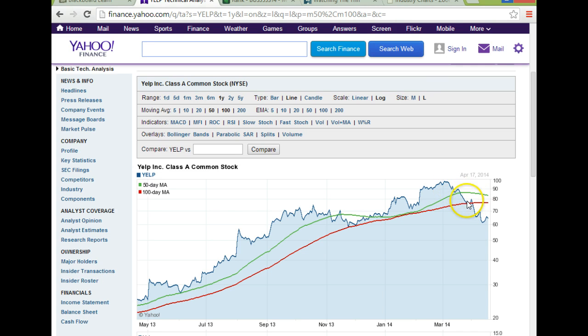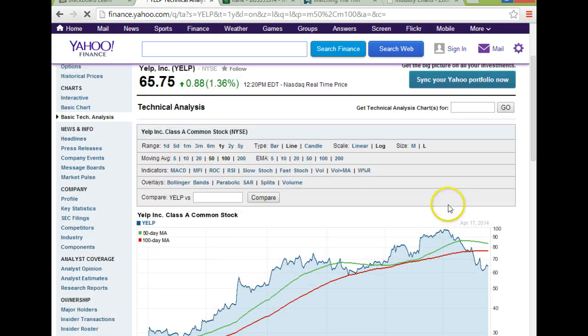So we have 1-2 sell signals here on Yelp. So this would say that this is a stock to short, not buy, or if you own it, to sell it. And if the 100-day crosses over the 50-day in the future, that would be a third sell signal. So technically, things are not looking really good for Yelp.